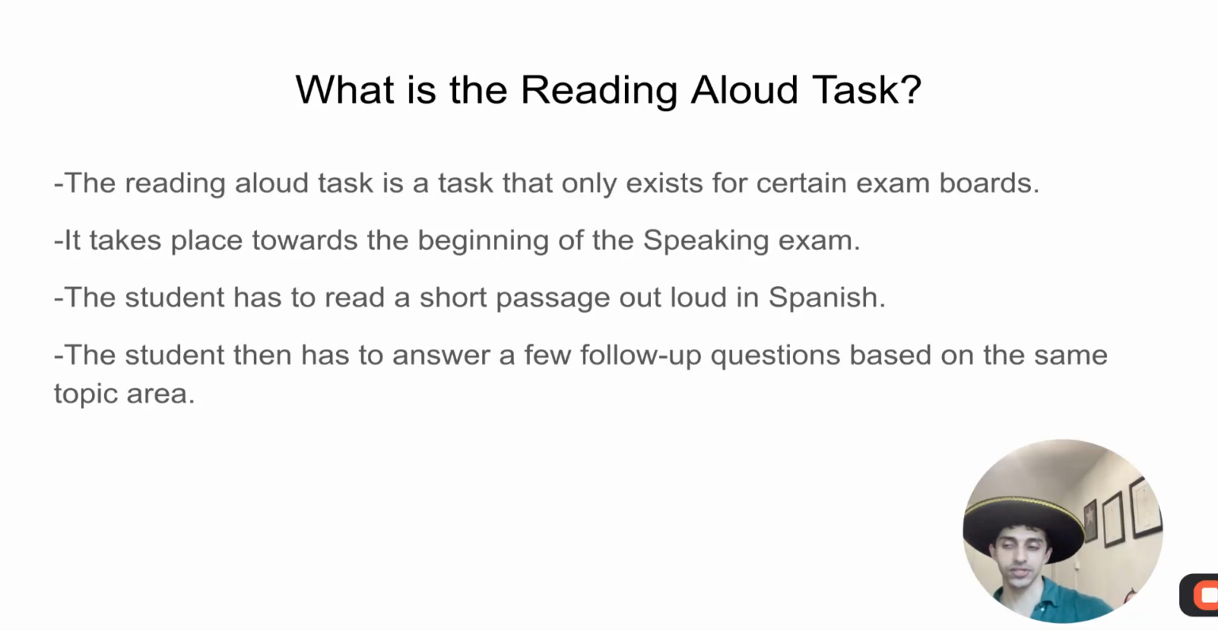In the reading aloud task, the student is asked to read a short passage out loud in Spanish. So you have to read aloud so that the examiner and the tape, of course, can hear you. And you then have to respond to a certain number of follow-up questions, not a huge amount in number. I believe there's 4 of these for AQA and 2 generally for Pearson Edexcel GCSE. Those follow-up questions will all be based on the same topic area as the reading aloud task and the passage itself that you would have just read out.